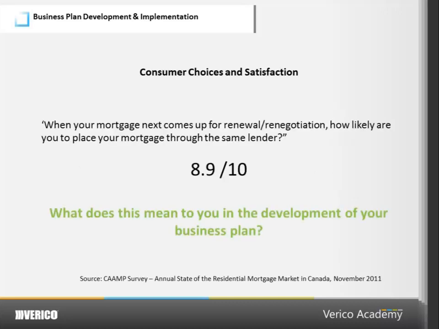So here's some information that you'll want to pay attention to. When your mortgage next comes up for renewal or renegotiation, how likely are you to place your mortgage through the same lender? Those surveyed, 8.9 out of 10. What does that mean to you in the development of your business plan? If almost 9 out of 10 people are going to renew or renegotiate with their current lender, you've got to have a CRM program, and you've got to be working that database to make sure that you are the first person in mind rather than the lending institution that you sent them to or that they're currently at.